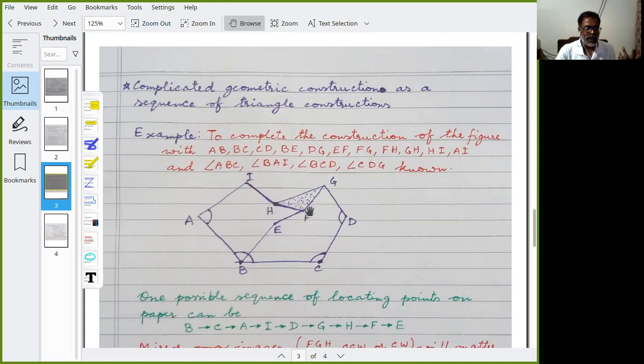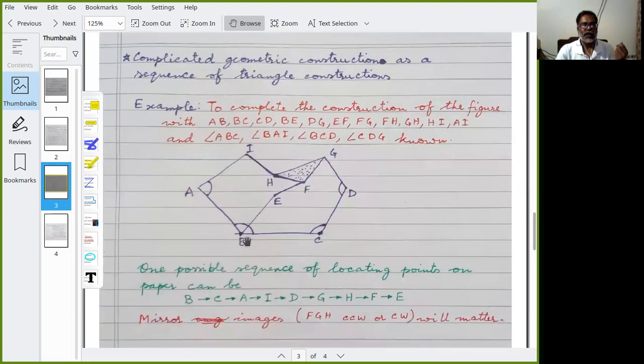So at every stage, you are actually fixing up a diode. So the order can be B, C, A, I, then B, G, H, F, E. This is one possible sequence in which you can fix all the points and therefore complete the diode. Now, mirror images in some cases will matter, in some cases will not.